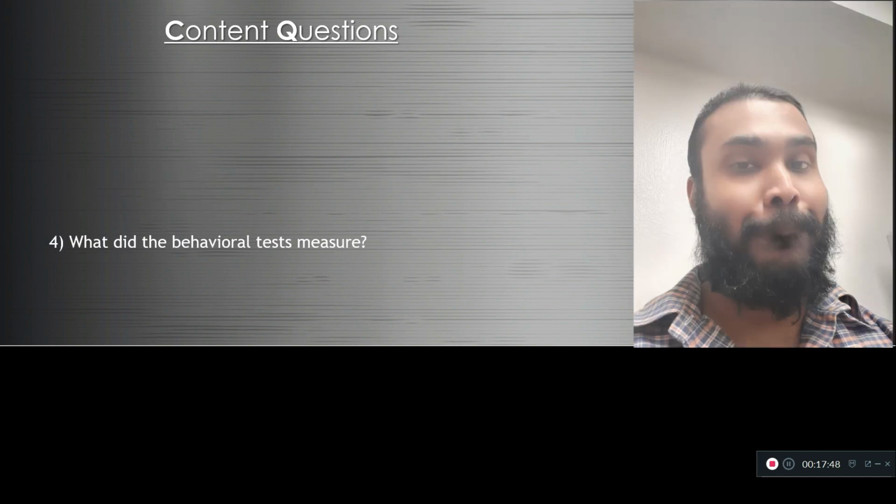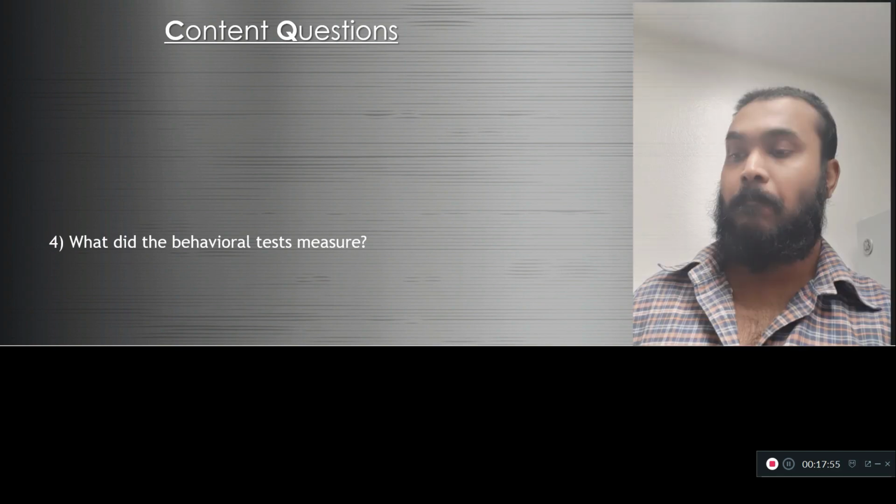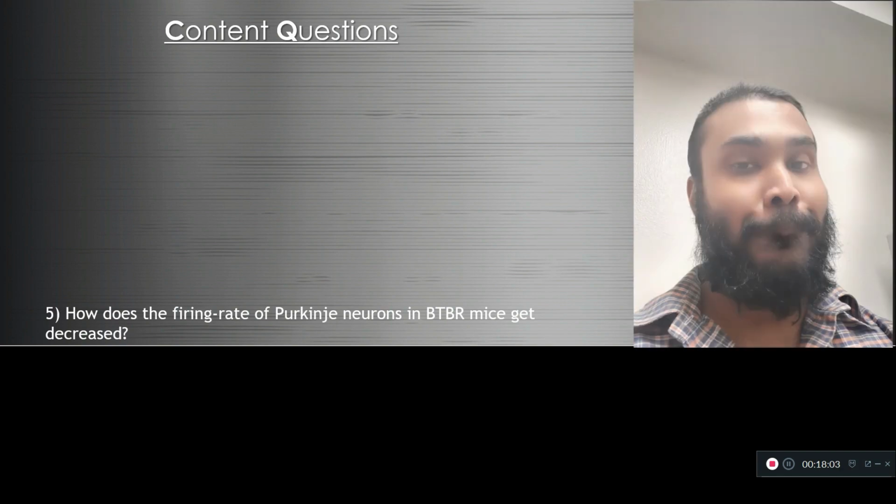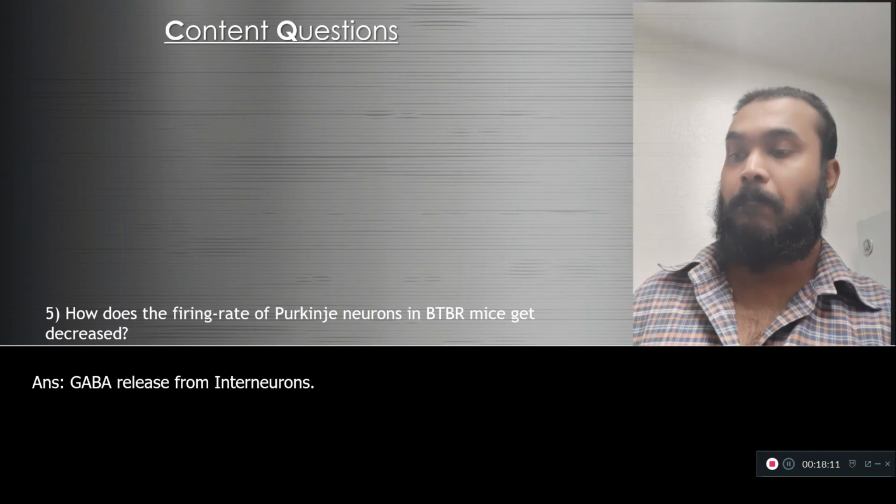What did the behavioral tests measure? Sociability, motor activity, and avoidance responses. How does the firing rate of Purkinje neurons in BTBR mice get decreased? GABA release from interneurons.